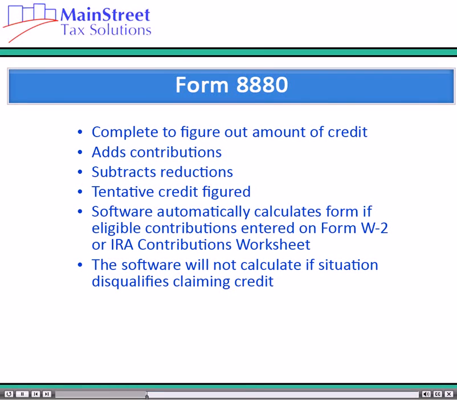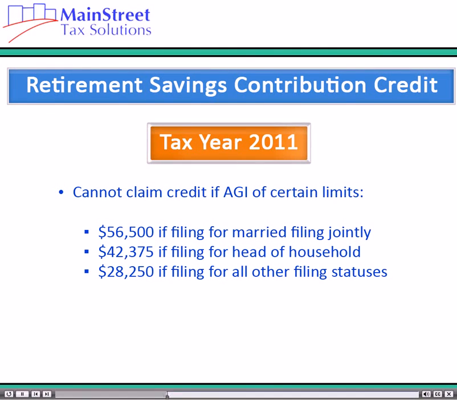Even if the taxpayer has eligible contributions, the software does not calculate Form 8880 if the taxpayer's situation disqualifies him or her from claiming the credit. Taxpayers cannot claim the credit if the adjusted gross income is over certain limits. The limits are $56,500 for married filing jointly, $42,375 for head of household, and $28,250 for all other filing statuses for the 2011 tax year.